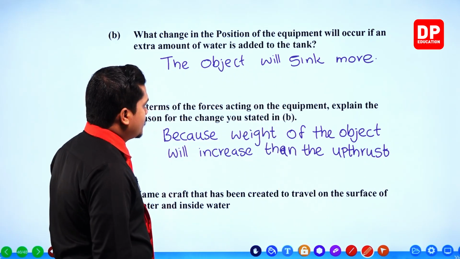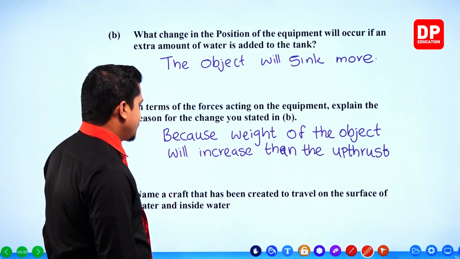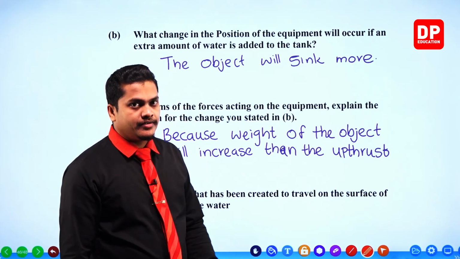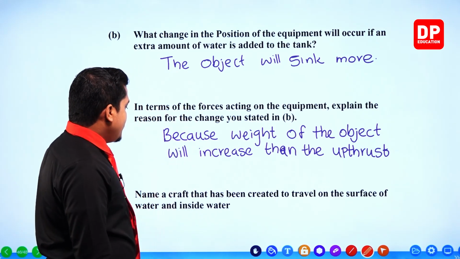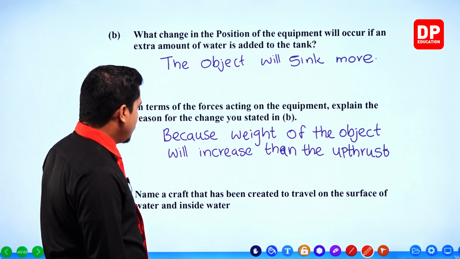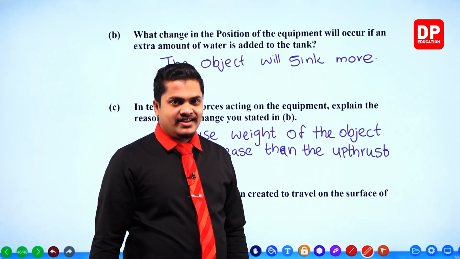Right, because the weight of the object will increase more than the upthrust. This is the answer. That is why it will sink more in water, right? Name a craft that has been created to travel on the surface of water and inside water. A craft that is created.